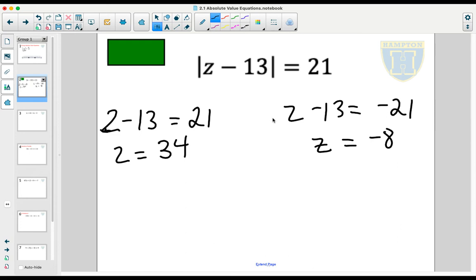Looking at these examples, we can see that no, we did not end up with answers that were opposites of one another, and that's okay. The answers do not have to be opposites of one another. But there is an interesting relationship that we will look at throughout this lesson between these numbers, the 13 and the 21, and the distances that they are on the number line. But solving an absolute value equation is this simple. Looking for the inside to have an absolute value equal to the number on the right.